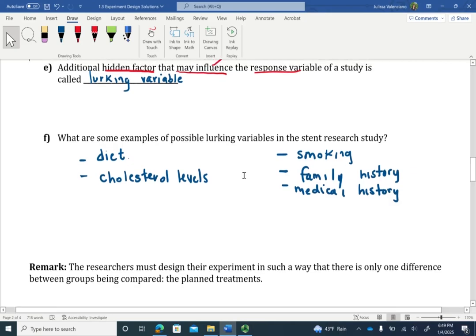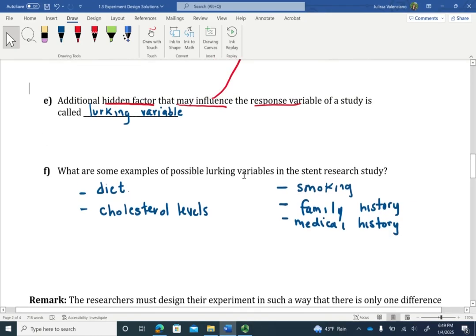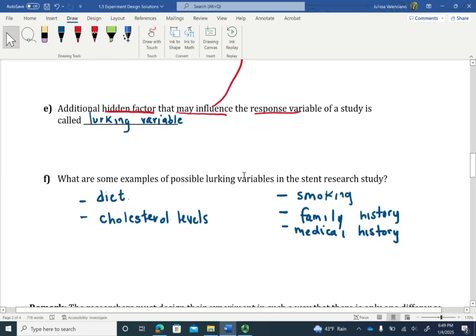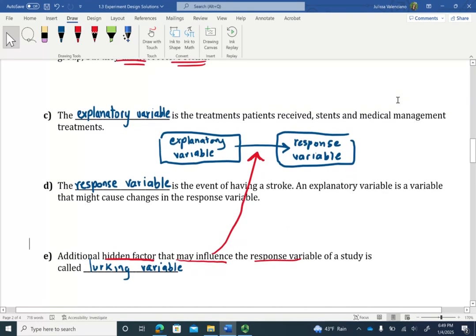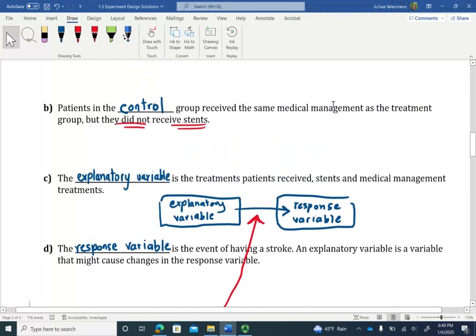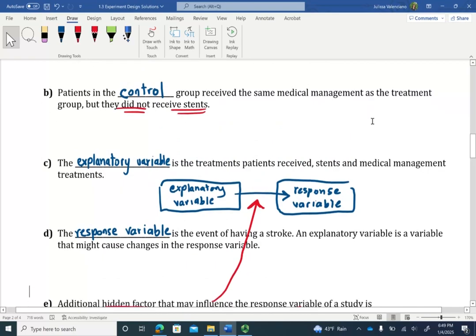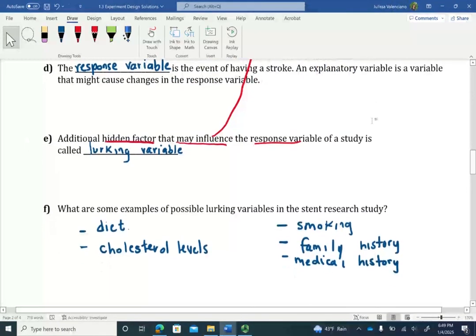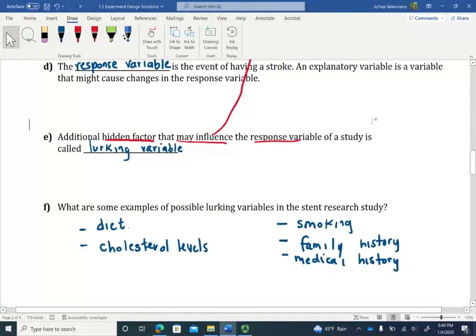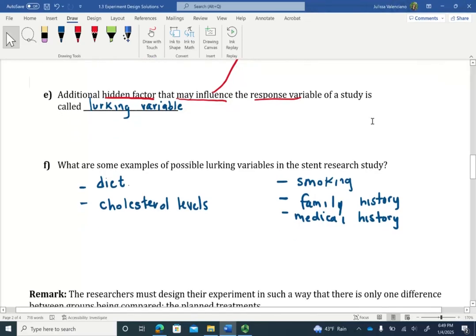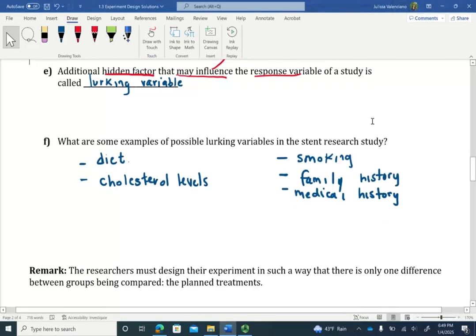So the researchers who are conducting the STEM research study, I hope that when the study mentions that there was a medical management treatment, that refers to a healthy diet, controlling levels of cholesterol, encouraging participants not to smoke, and so on. Okay, so that is the way researchers can block those variables.